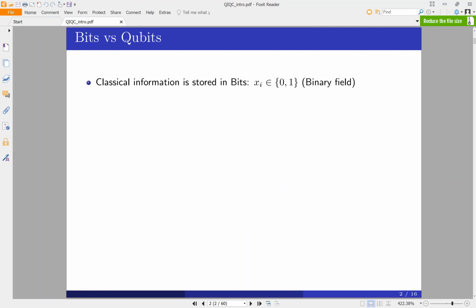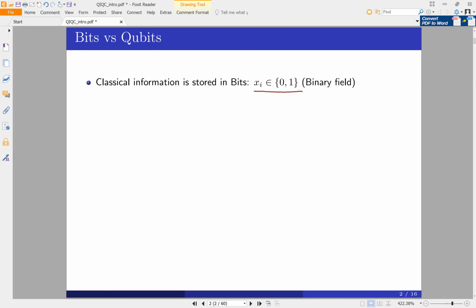Okay, so let's start with something that we already know. We're all familiar with the idea that classical information that we are used to is stored in bits, right? Is stored in classical bits. And what is a classical bit? It's basically a binary valued object, one that takes one of two values, 0 or 1. Mathematically or formally, you would say that the classical bit is an element of a binary field.